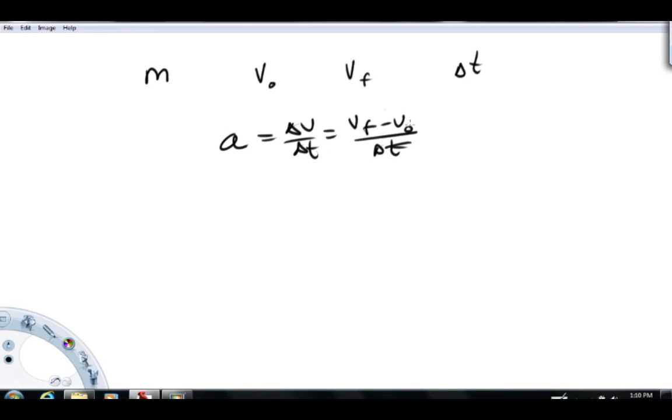So this is just put in these values, get a number out. For part B, where it says what is the net force acting on the runner? Once you have the acceleration, for part B, we just write out force equals mass times acceleration. Mass was given in the problem. Acceleration is what you found in part A.